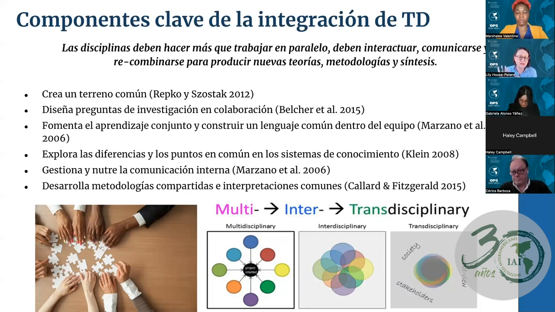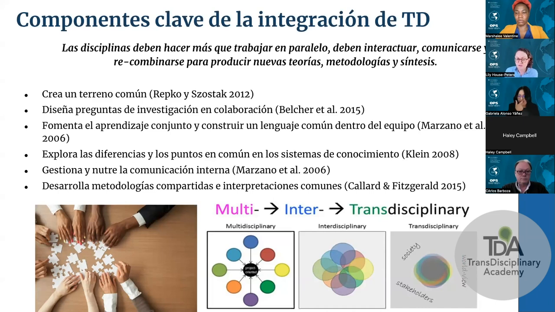As we've been discussing, designing the research questions collaboratively and from the beginning. So not engaging communities at the very end of the process or somewhere in between, but actually from the beginning, designing the very research questions together. Also learning together and constructing a common language with this diverse team.